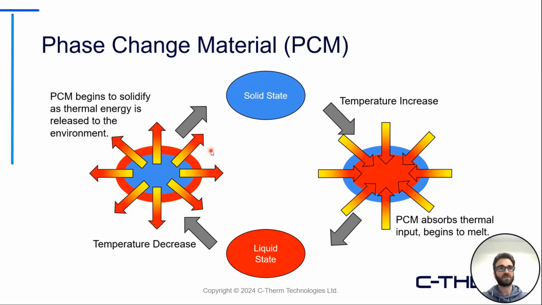So really, a phase change material, it's kind of in the name, is a type of material that is going to undergo a transition based on the change in temperature in the system. So it'll generally follow this track: solid state. You introduce temperature into the system. The PCM begins to absorb that thermal input, melts, goes into the liquid state, and then the reverse can happen as well. So, quite straightforward in that regard.